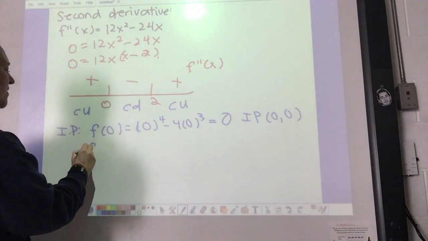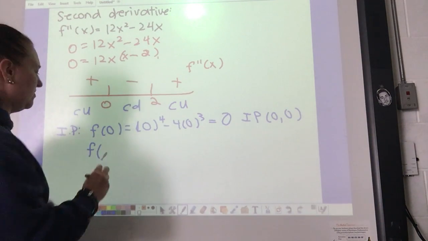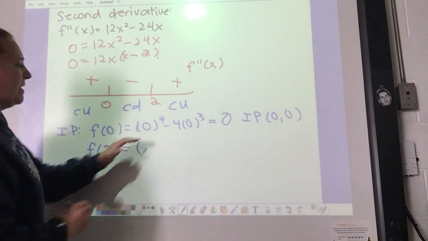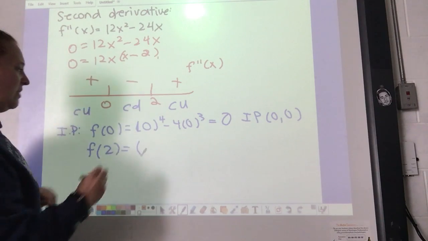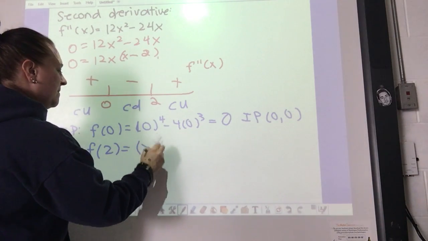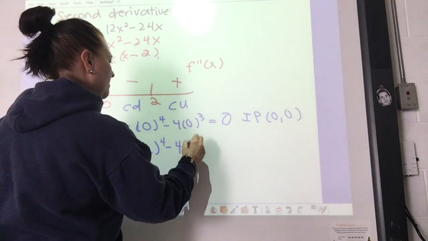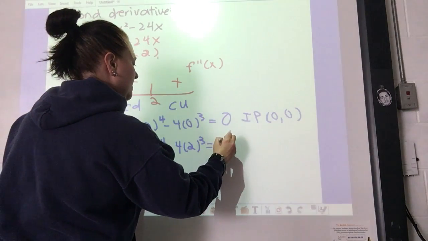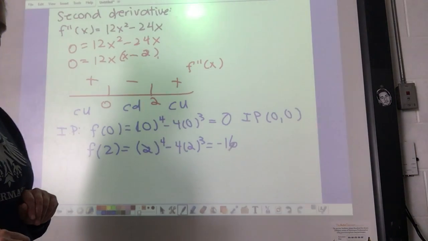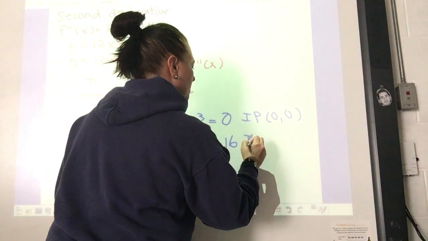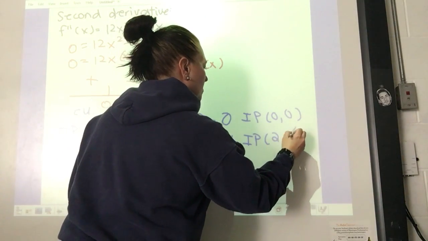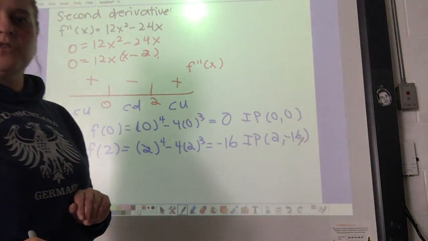But we also have another one. We also have an inflection point at 2. Again, when you go back to the original function, not the second derivative, and you replace all of your x values with 2, if I've done that correctly, it should be negative 16. So we have two inflection points, one at 0, 0, and one at 2, negative 16.